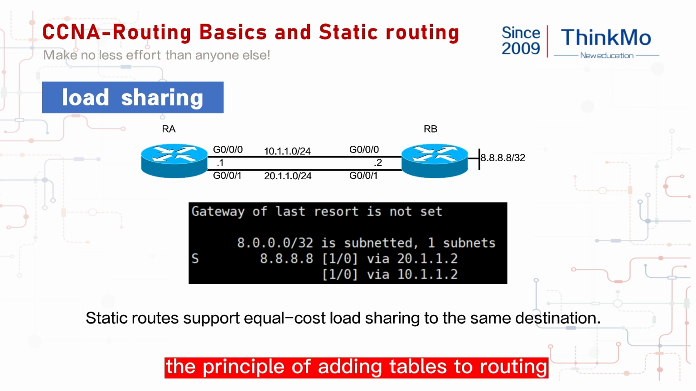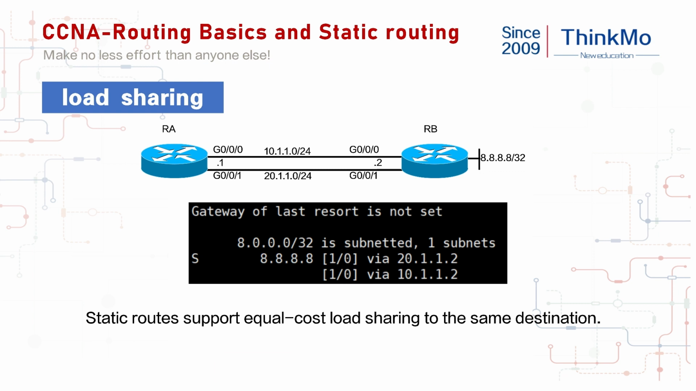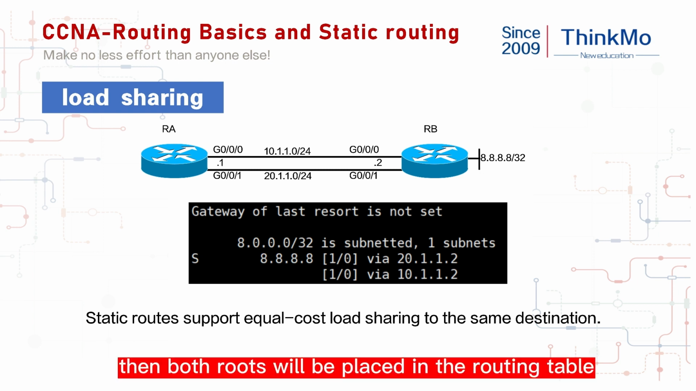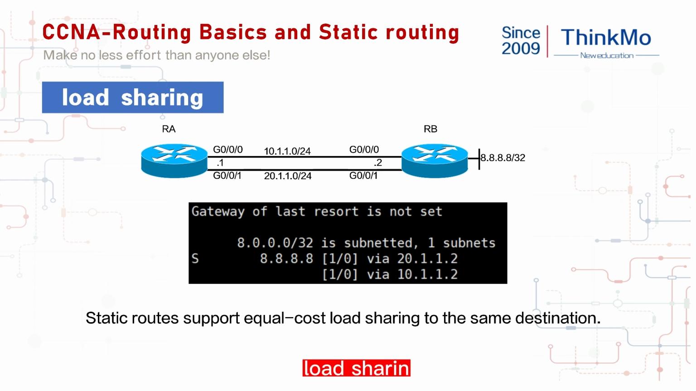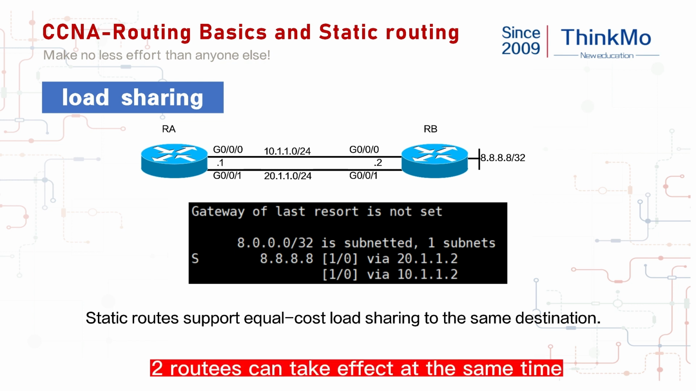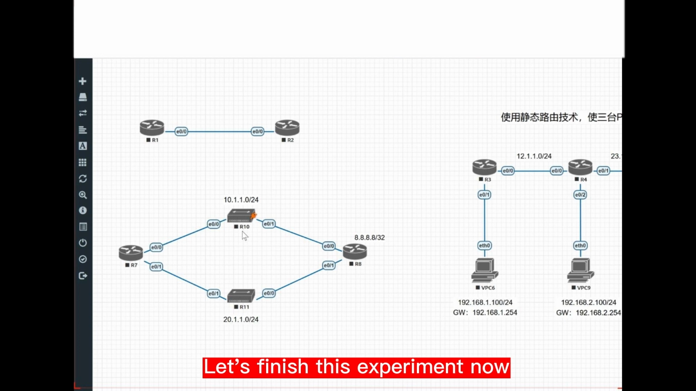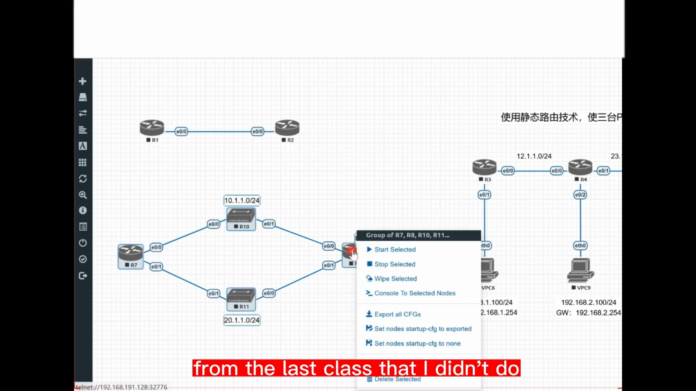We talked about the principle of adding tables to routing. If it is the same routing protocol, we will compare the value of cost. But static routing is different. If the administrative distance is the same, go for routing metrics. Then both routes will be placed in the routing table. This is what it looks like in the picture now. Load sharing: when data is forwarded, 2 routes can take effect at the same time. Let's finish this experiment now, because there are some leftovers from the last class that I didn't do.